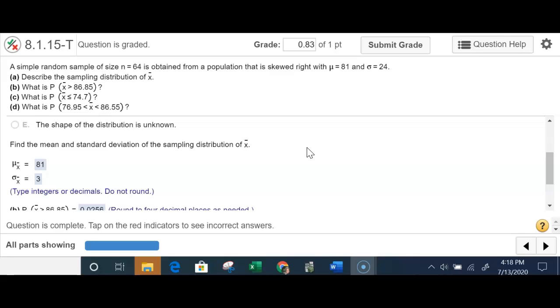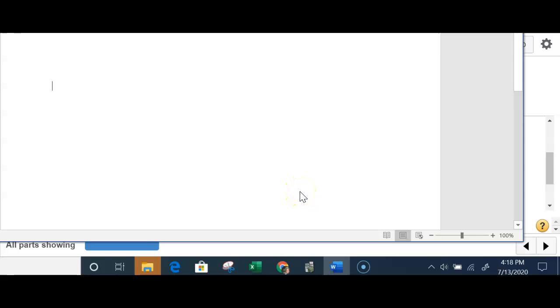Okay, so it says a simple random sample of size n equals 64 is obtained from a population that is skewed right with a mean of 81 and a standard deviation of 24. Okay, so the population, we had a mean of 81, I believe, and a standard deviation of 24.